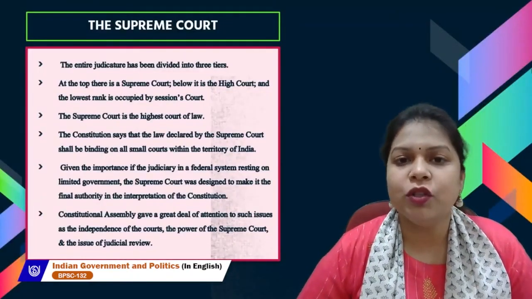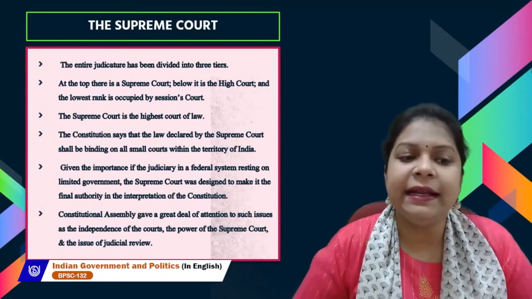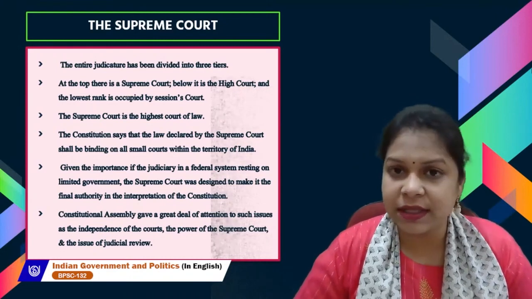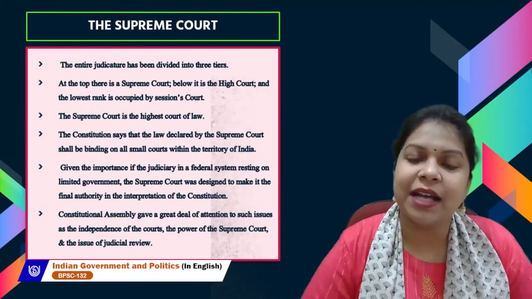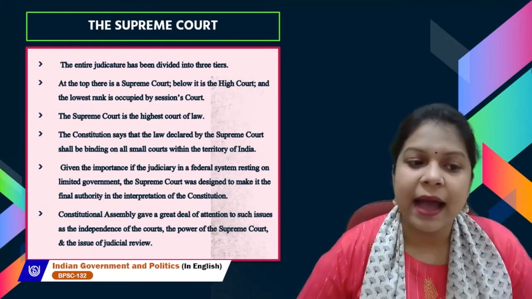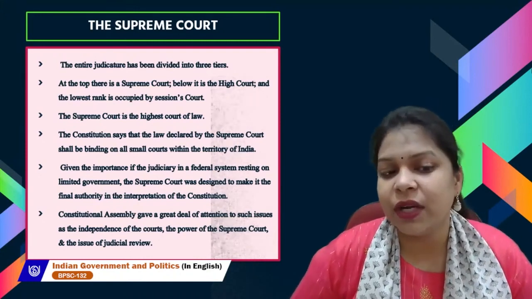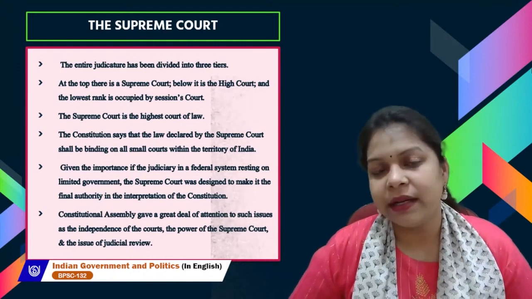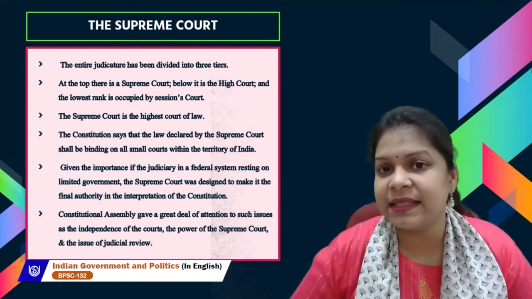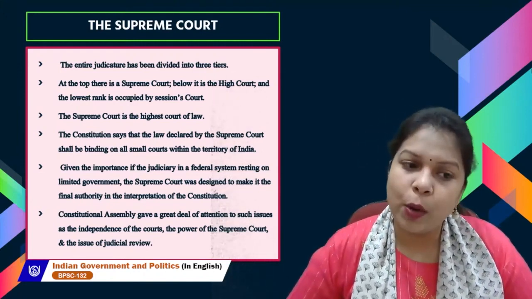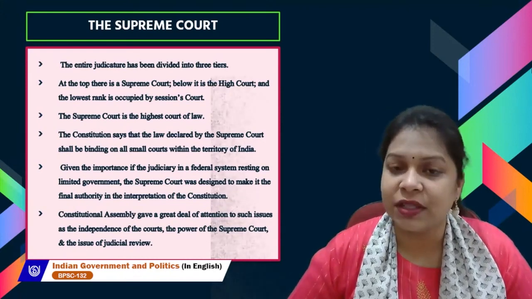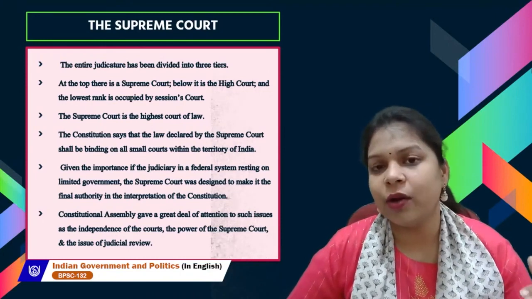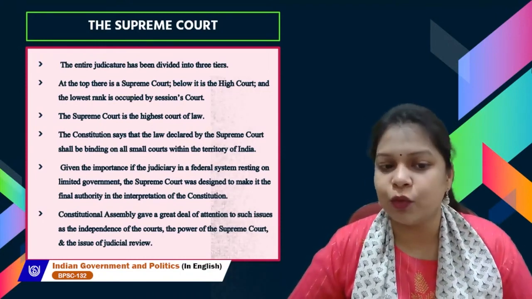Now let's talk about the Supreme Court. The entire judicature has been divided into three tiers, and at the top of all these three tiers is the Supreme Court of India. Below it is the High Court, which exists in states, and the lowest rank is occupied by the Sessions Court. So Sessions Court, then above that the High Court, and at the top the Supreme Court.